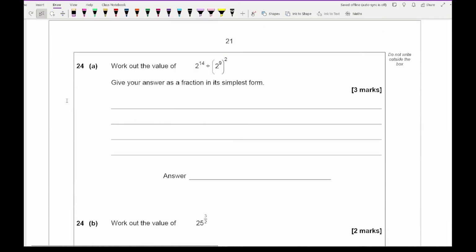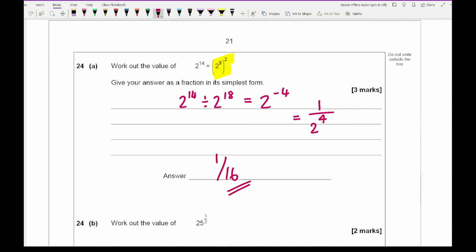So for question 24, it says work out the value of 2 to the power 14 divided by 2 to the power 9 squared. So for this, what we need to do is simplify this bit here first. And again, we multiply the powers when you've got brackets. So it's 2 to the power 14 divided by 2 to the power of 18, which then becomes 2 to the power of minus 4. Now we want to write this as a fraction, so that then becomes 1 over 2 to the power 4, and 2 to the power 4 is 1 over 16.